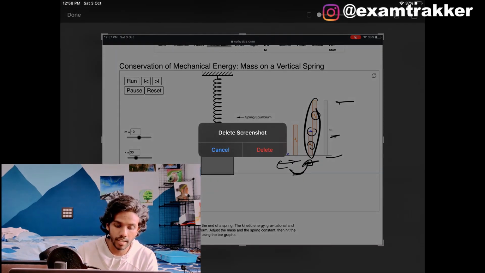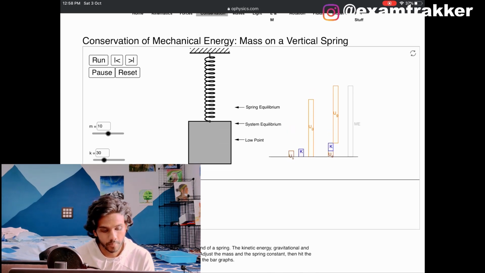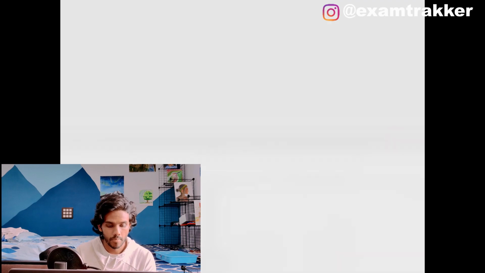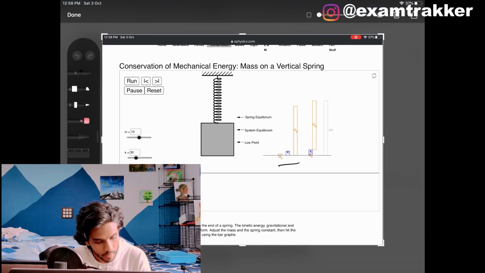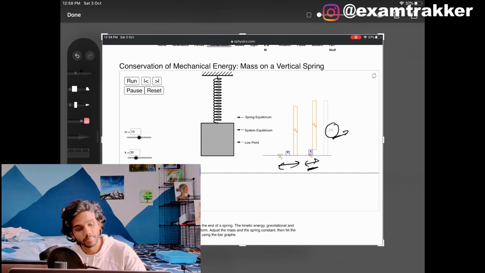I'll let you have another look at it. Watch the whole thing. The 3 energies, all 3 stacked up into a single thing, which means the total mechanical energy is always constant. Beautiful.